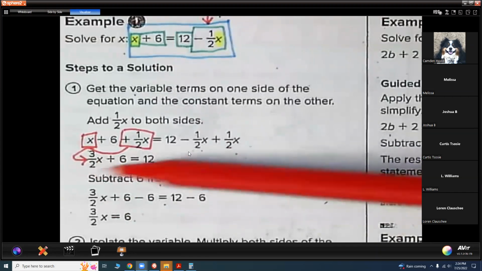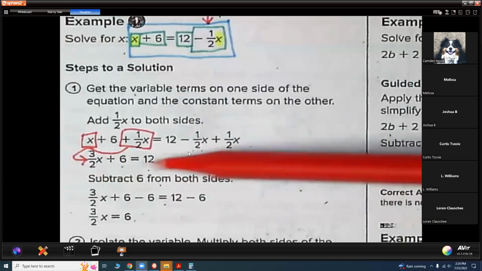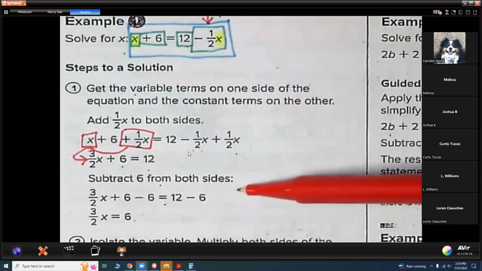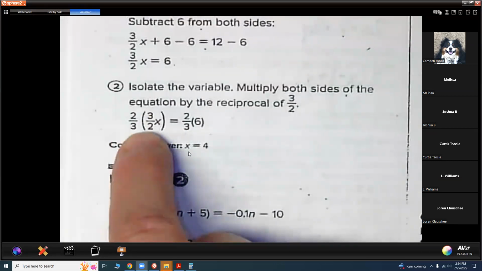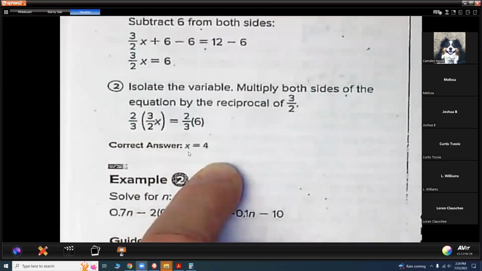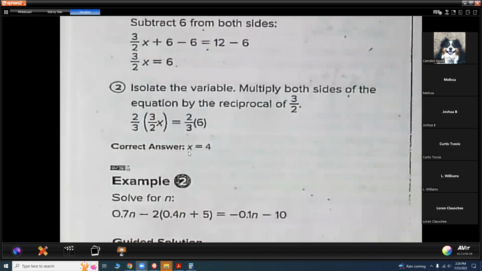Because this is what we've already been working on: 3/2 x plus 6 equals 12. Then we just subtract 6 from both sides, and then we take the reciprocal 2/3 and multiply. So we get our answer of 4. Okay. Does that make sense? Hopefully. Okay.